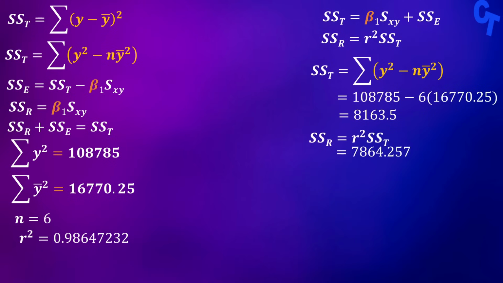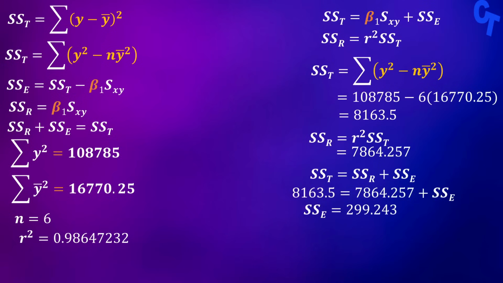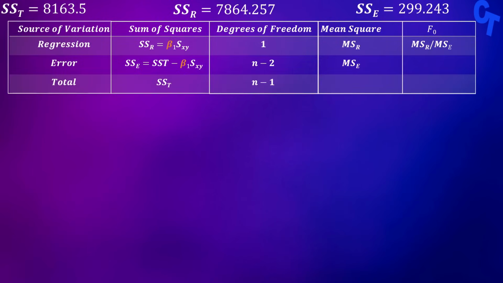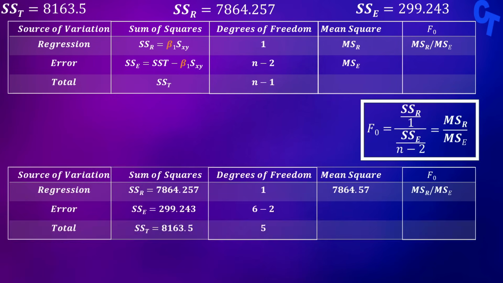Using SST equals SSR plus SSE, we can make SSE the subject of the formula. Now SSE is 299.243. Now we have all we need. Let's draw our table. Now let's fill it. n is 6. Let's calculate MSE by dividing SSE by n minus 2. Since MSR is SSR over 1, we will just put SSR. Finally, let's calculate F naught.